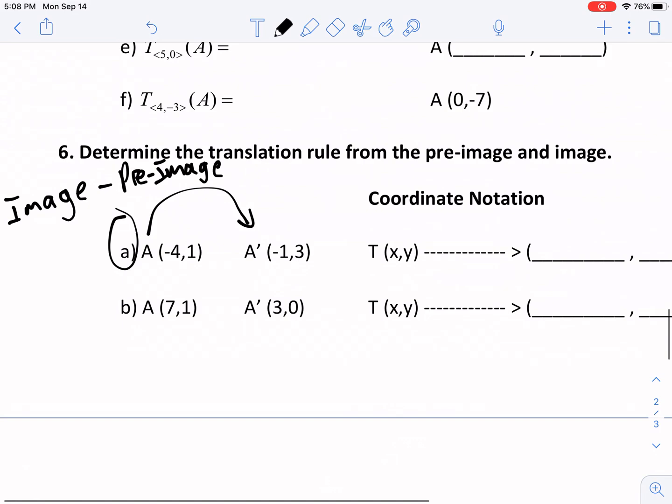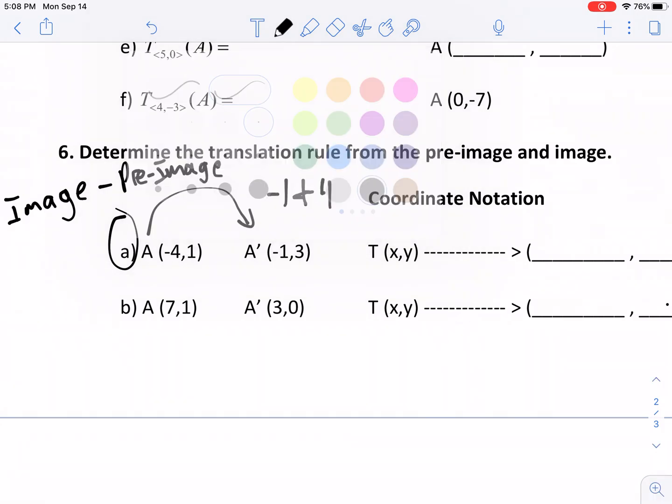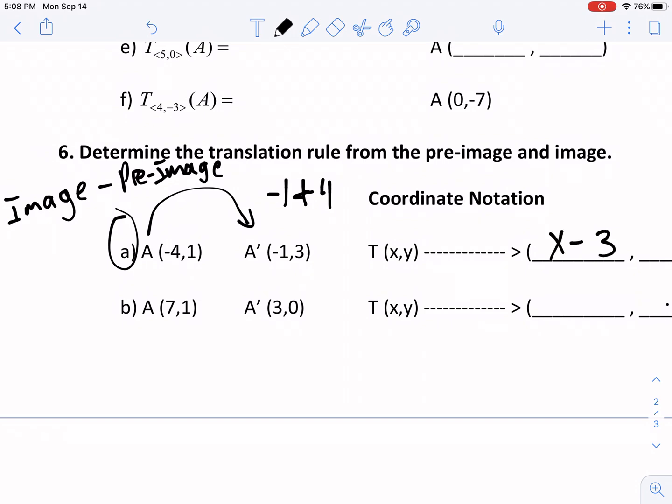Let's do the x first. The x, I would have to take a negative 1 minus a negative 4, right? So I'm subtracting the x values, a negative 1 minus a negative 4. Remember, when we subtract a negative, it becomes plus. Well, what's negative 1 plus 4? 3, right? So my x value should be 3. Now, we're not writing it in terms of a coordinate, so I should actually move that over, okay? Because we're adding 3 to each x.